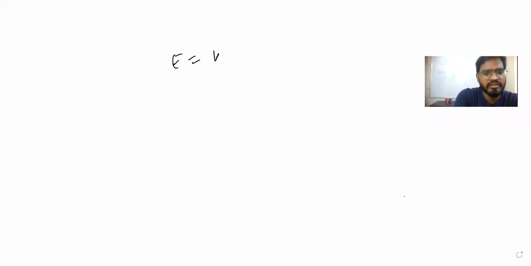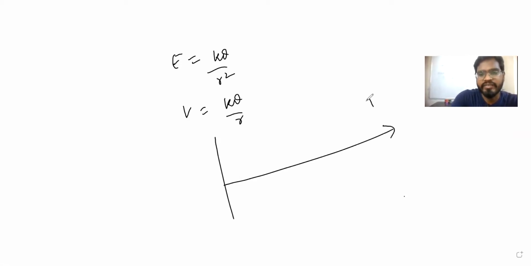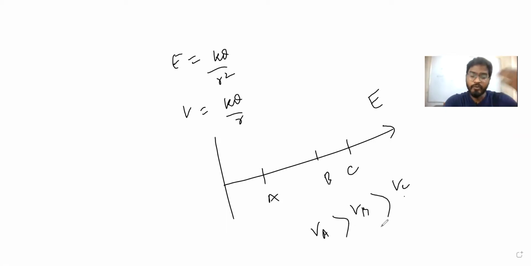So guys, if you will see here, electric field formula is what? KQ by R square, right? And then potential formula is what? KQ by R. Guys, suppose if you start from here, electric field is in this direction, potential here, potential here, potential here. Let's take this point is A, this point is B, this point is C. VA, VB, VC. Potential will decrease in the direction of what? Electric field. So that we should keep in mind.